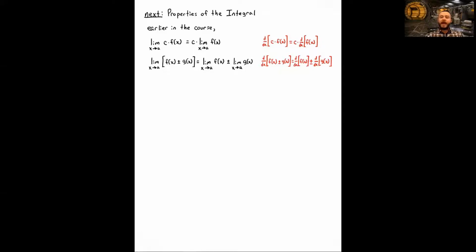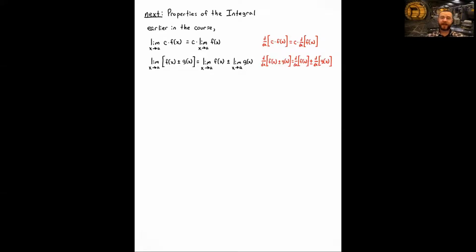What I want to look at next are some properties of the definite integral, kind of like when we defined limits and derivatives. Limits and derivatives have some properties. Now, we really don't have to talk about derivatives separate from limits, since derivatives are limits. So let's think back first, earlier in the course, when we first introduced what we might have called the limit laws.